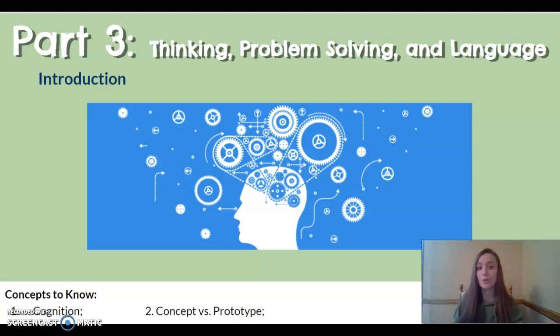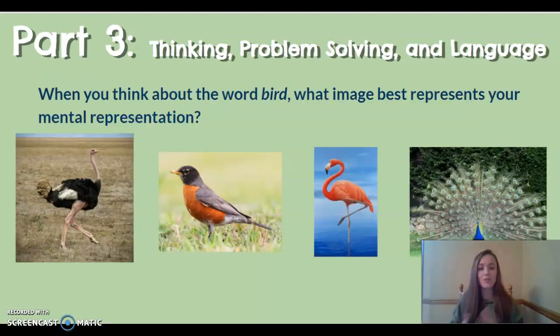So if you think about bird, I want you to pick on the next slide which bird is the image that comes to mind when you think of the word bird. So when you think of the word bird, what image best represents your concept for bird? For me, when I think of bird, this is what comes to mind.